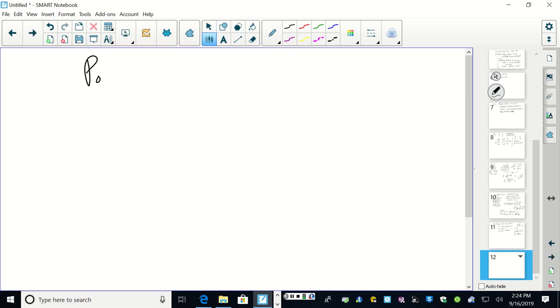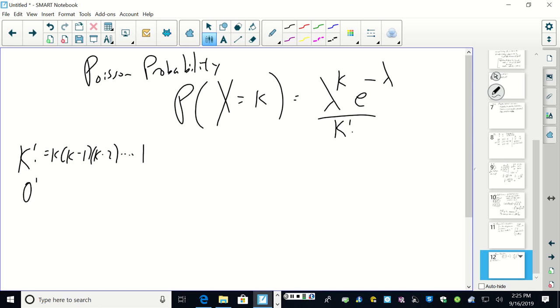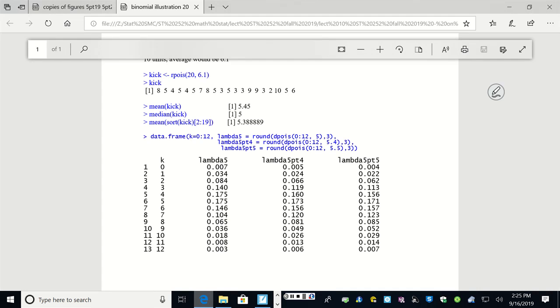So a Poisson probability: the probability that a Poisson random variable equals some value k is lambda to the k, e to the negative lambda, over k factorial. Where k factorial is this thing from combinatorics. That means k times k minus 1 times k minus 2, all the way down to 1. And 0 factorial is 1. But that's the probability for one measurement. These are the probabilities illustrated in that chart, the probability of 0, probability of 1, calculated with different lambdas.